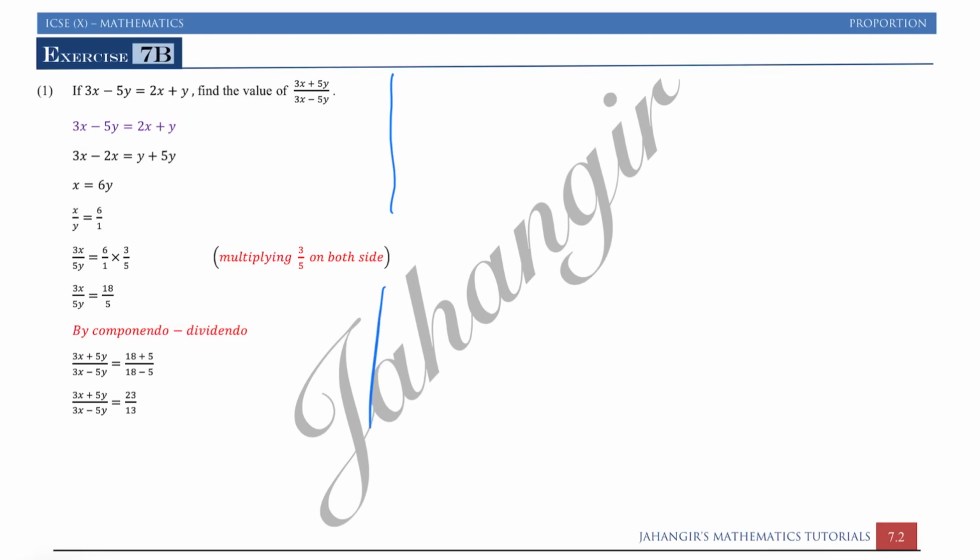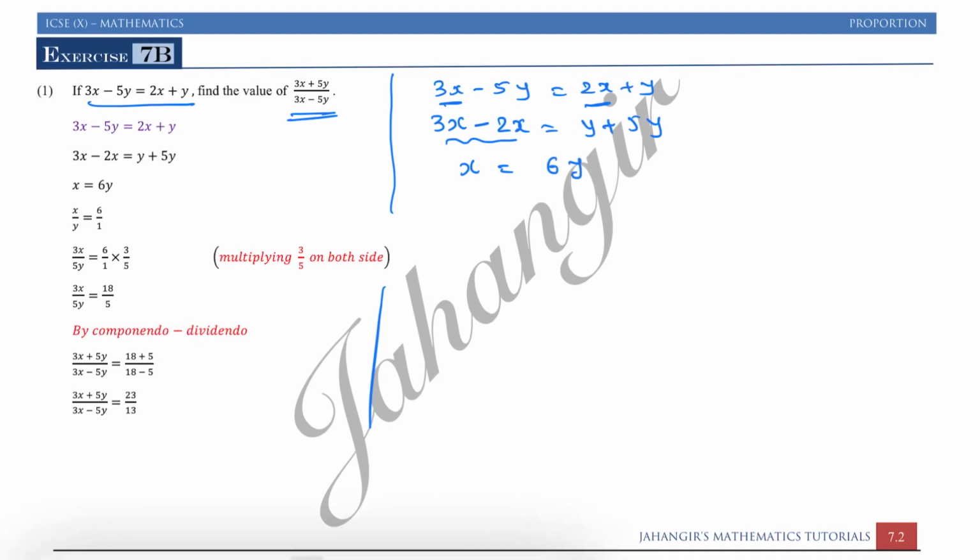First question is, if 3x minus 5y is equal to 2x plus y, then find the value of this. Here we will do this question by properties, the property of proportion. First I will collect like terms. 3x minus 2x is equal to y plus 5y. So 3x minus 2x is x, which is equal to 6y. So this x equal to 6y, I can write x by y is equal to 6 by 1. If you cross multiply, you are going to get this.